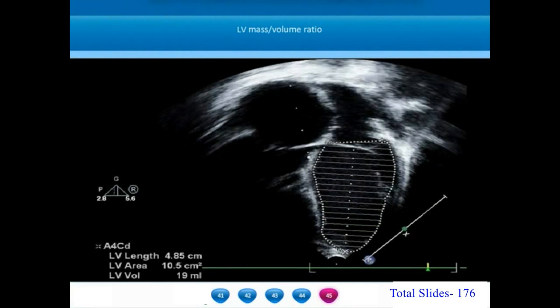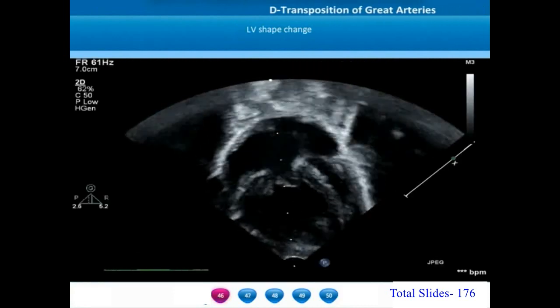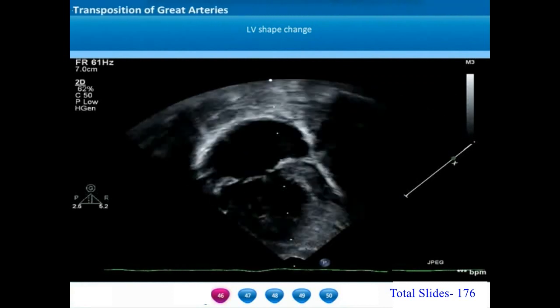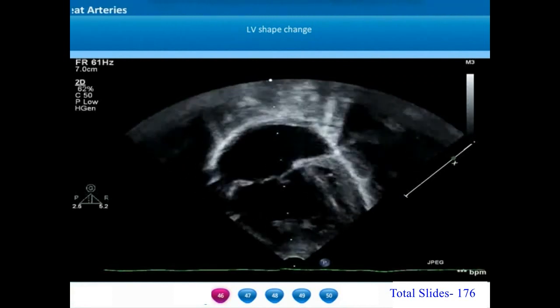The left ventricle mass is then compared to the left ventricular end diastolic volumes. If the left ventricle mass to volume ratio is less than 2.5 gram per ml, once again it is of concern. The left ventricular end diastolic volume is calculated by the modified Simpson's method from apical 4-chamber view. One of the methods used for assessing the left ventricular adequacy is to identify the shape of the left ventricle.